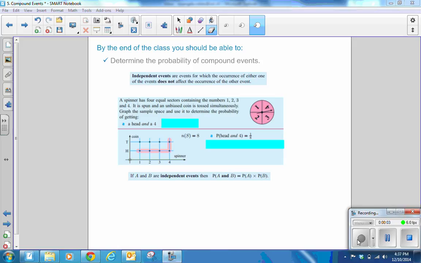By the end of the class, you should be able to determine the probability of compound events. You need to know what independent events means, which are events where the occurrence of one doesn't affect the occurrence of the other one.